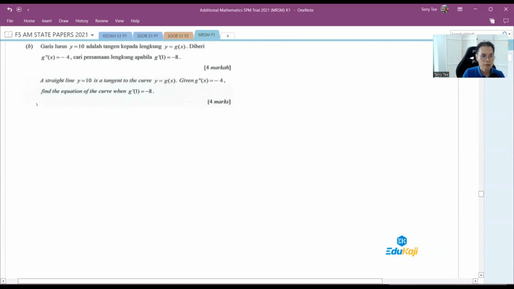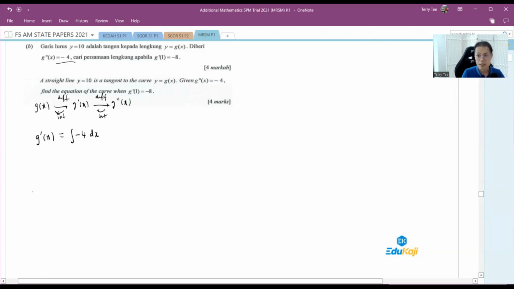Remember that when you are given g, you differentiate the first time, you get g prime x. You differentiate the second time, you will get g double prime x. So to find g(x) from g double prime, which is given, you need to integrate twice. The first time you integrate g double prime x, you get g prime x. The second time you integrate, you get g(x). So let's start off by finding g single prime x by integrating g double prime.